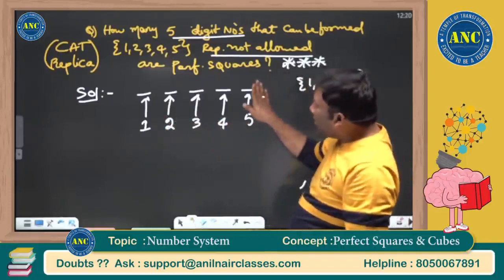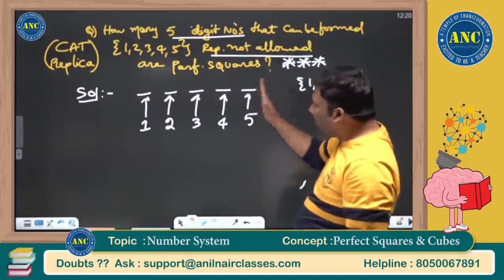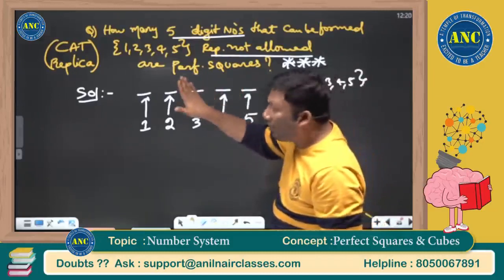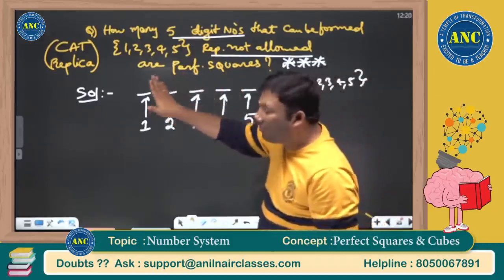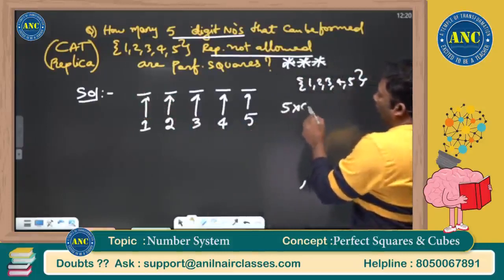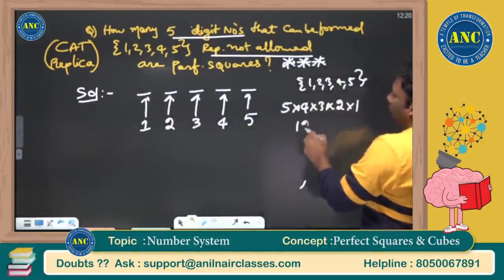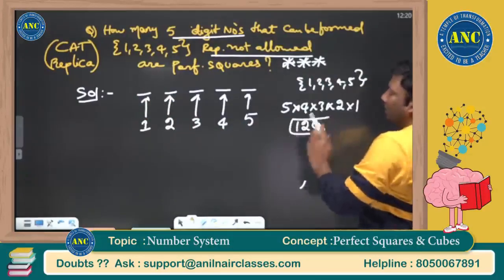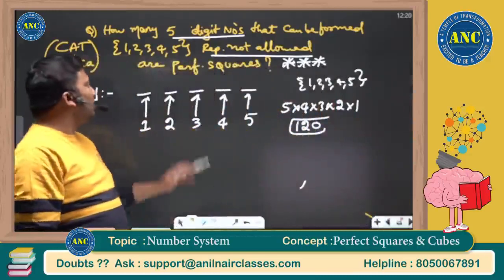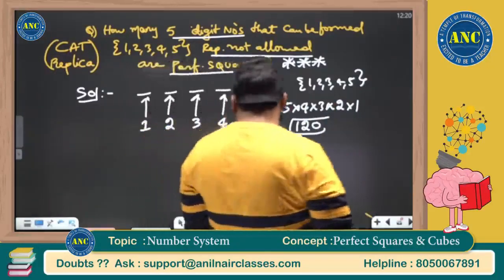Suppose here 1 can come, 2 can come, 3 can come, 4 can come, 5 can come. If I fix 1 digit, from the remaining 4 digits any one will come. Remaining 3 digits, any one will come. Remaining 2 digits, any one will come. Remaining 1 digit, any one will come. Total, one event after the other event: 5 into 4 into 3 into 2 into 1. Total 120 numbers are there. Which of these numbers are perfect squares, he is asking.